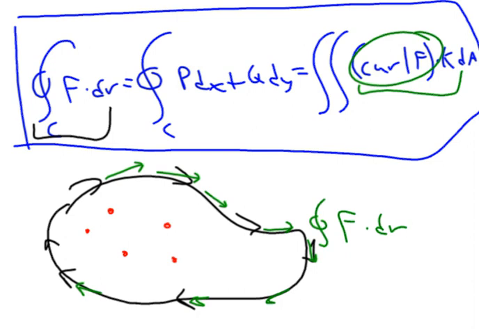And this is saying that all the work done to get around the boundary of region D is the same as the sum of all these vertical components of the curl that come up out of the board at you. So this is a fun little fact.